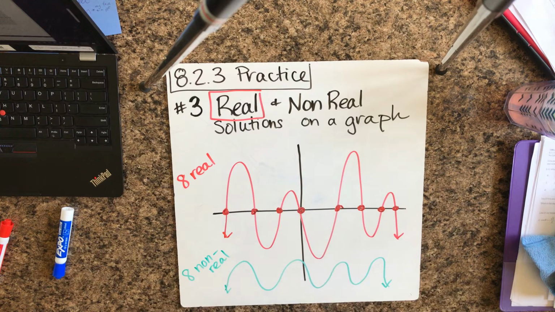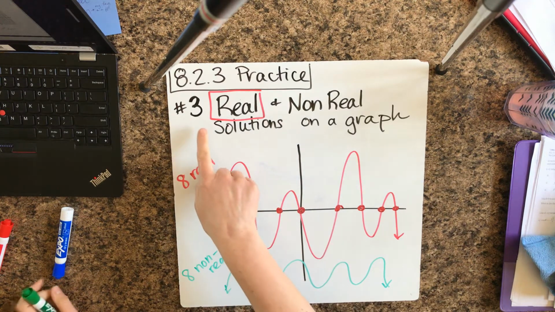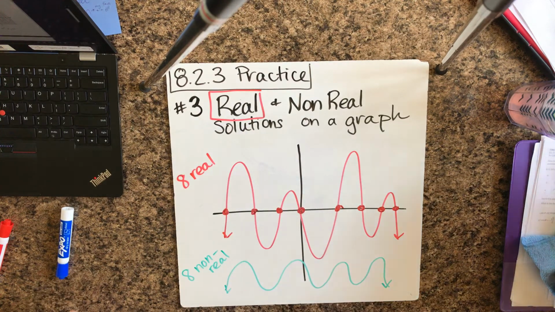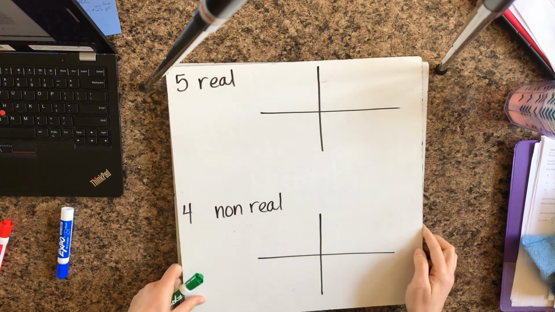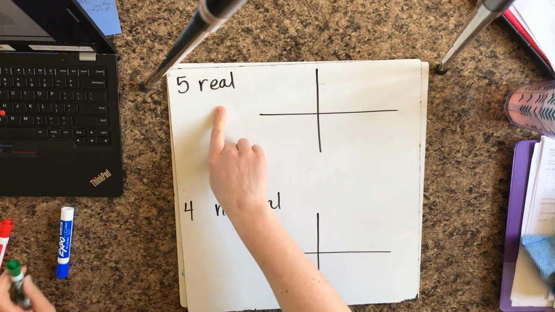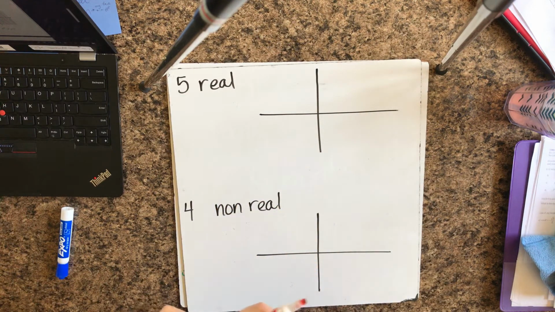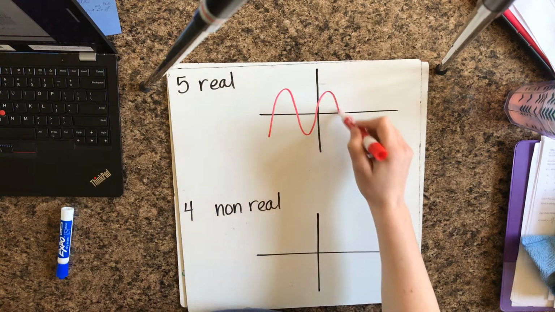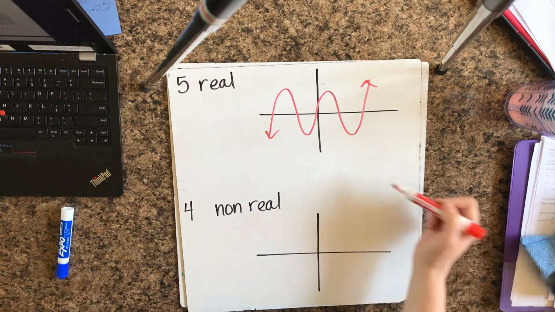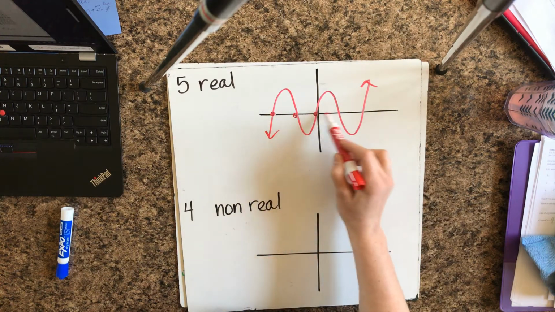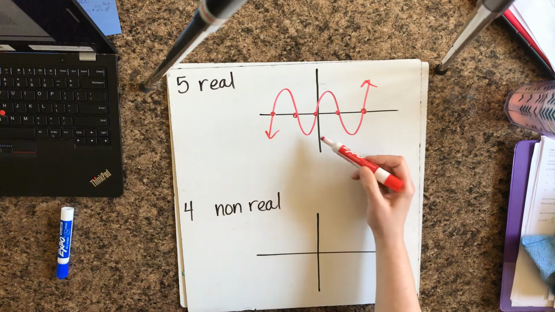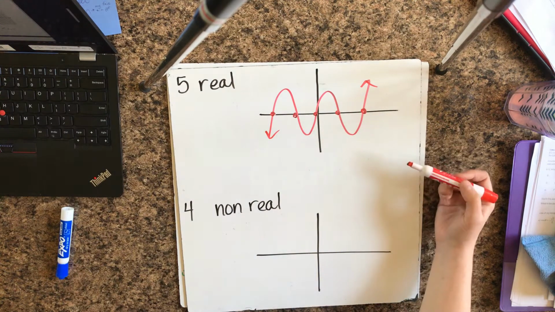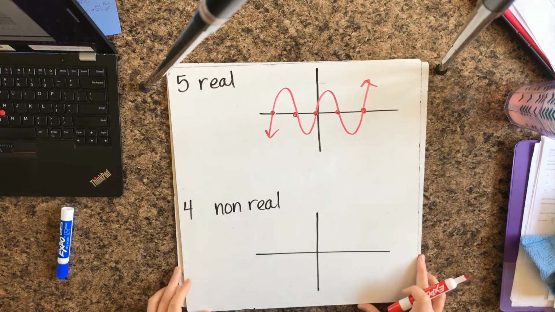Okay, so let's look at the problem on the 8.2.3 practice worksheet. It was number 3, and I'm going a little bit out of order here, but this asked you to sketch a graph that has 5 real solutions. So you're literally just going to go up and down and you're going to cross 5 times. 1, 2, 3, 4, 5, and you're done. As long as it crosses 5 times and it doesn't do any extra up and downs that aren't included in creating this graph, then that's showing 5 real solutions.